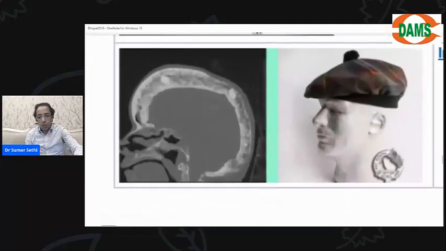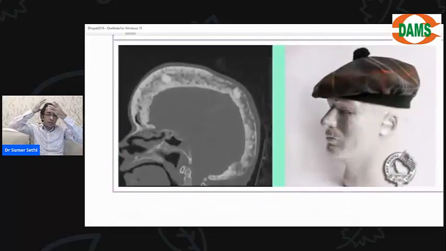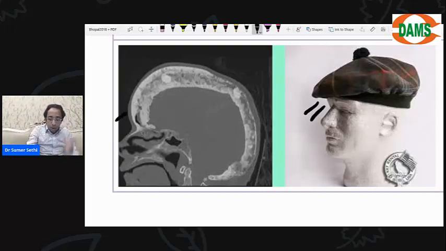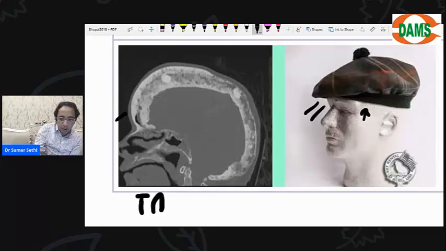And also because of osteoblastic activity, even your skull will become elongated, and the frontal part starts to elongate more. It becomes longer than your face. So it is like this. It is like this cap that you see here. This cap is called as tam o'shanter.